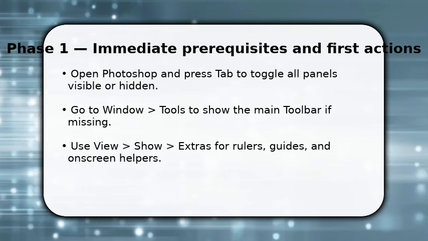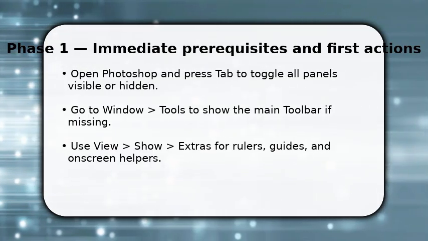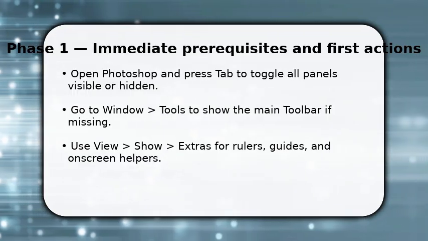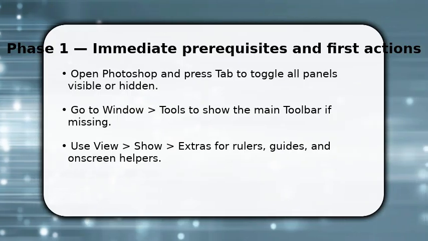Enjoy the video. You start by making the tools visible. Open Photoshop, then press Tab to toggle panels. This quickly shows or hides the interface. If the toolbar itself is gone, choose Window, then Tools to bring it back.